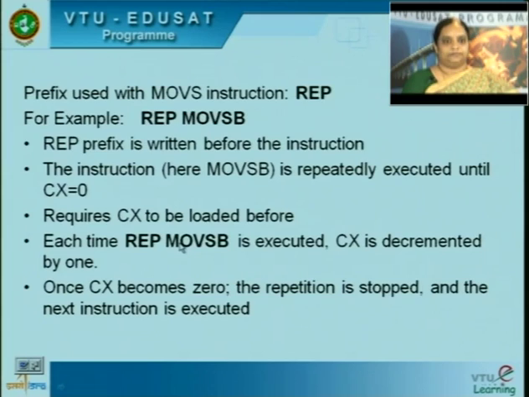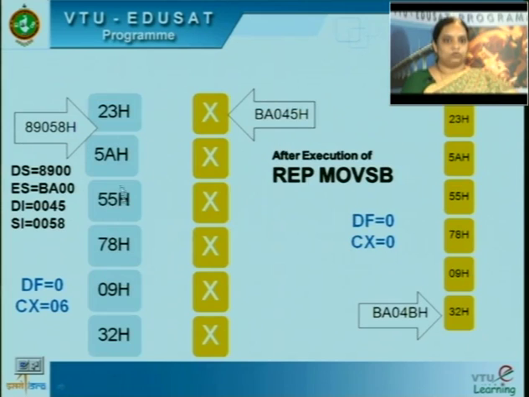So this is an example where one whole string has to be copied into the destination. So once again, this is my source string, and I need to initialize at least 4 registers, the DS and ES segment registers. DS is source, ES is destination segment register. Then I also have to initialize DI and SI. DI and SI are the destination and source index. So the source string is given by DS and SI, and the destination is given by ES and DI.